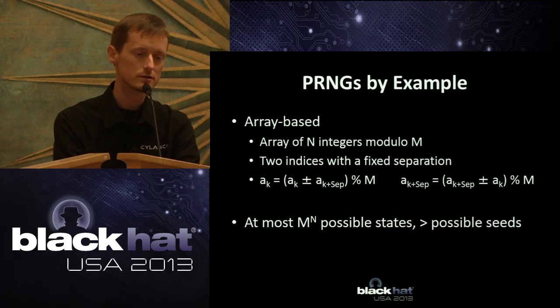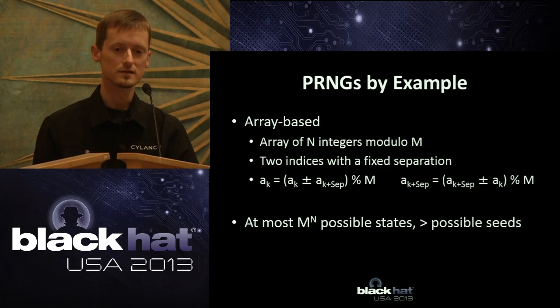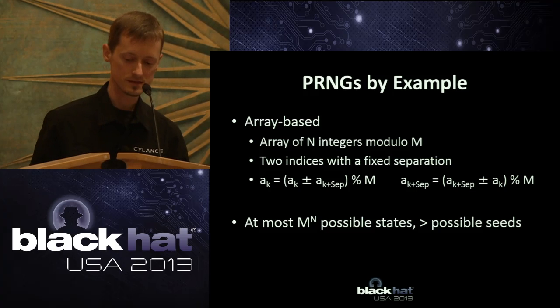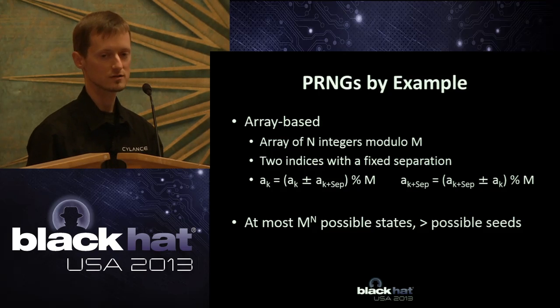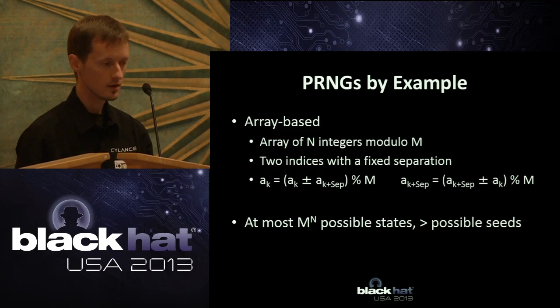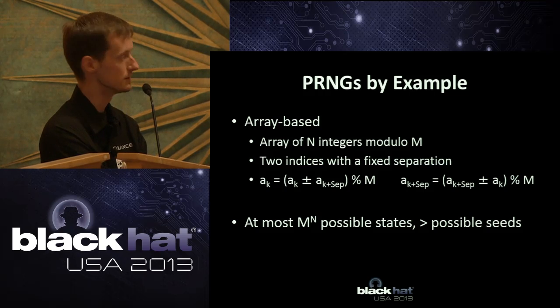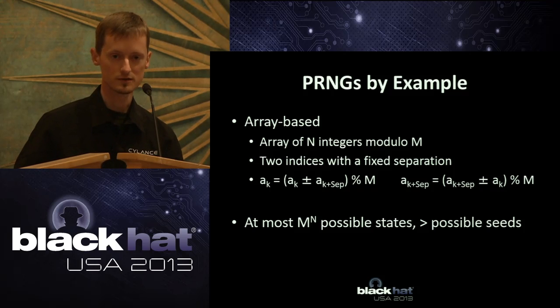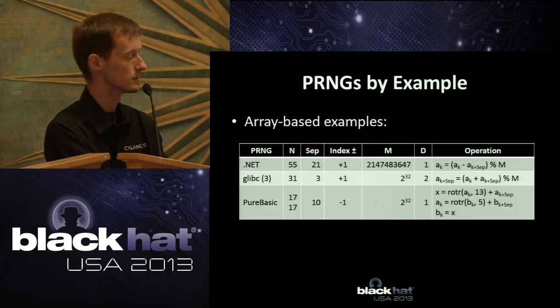But it's kind of inefficient to talk about rotating an entire array in memory every time, so instead they step indices through it. It accomplishes the same thing. These 2 indices are always a fixed separation apart. So these are the 3 most important parameters of these array-based PRNGs: the number of integers, the size of the array, the modulus, and then the separation. And those totally affect its behavior. So here's just a little summary.